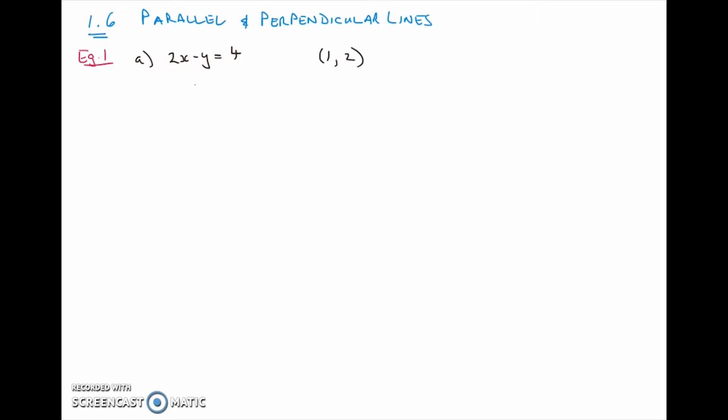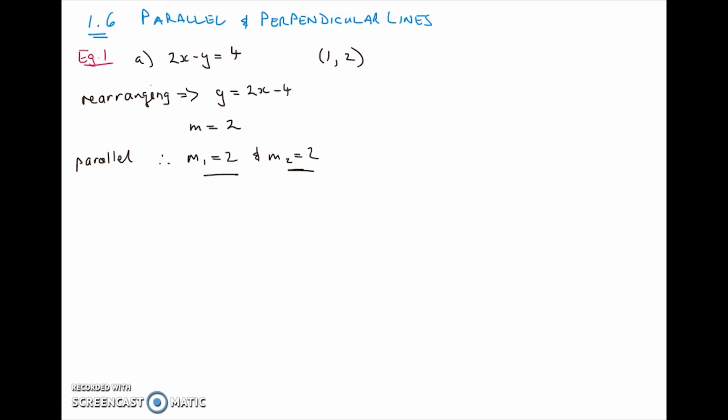Now the first thing we need to do is to look at what the gradient is. So we'll rearrange the equation that's given. And when we do that, we can see that y will equal 2x minus 4, which means our gradient is 2. Now, if it's parallel, which the question is asking for, that means that the gradient of the line that we're interested in, m1, say, is going to be equal to 2, and m2 is also equal to 2. They're both the same.